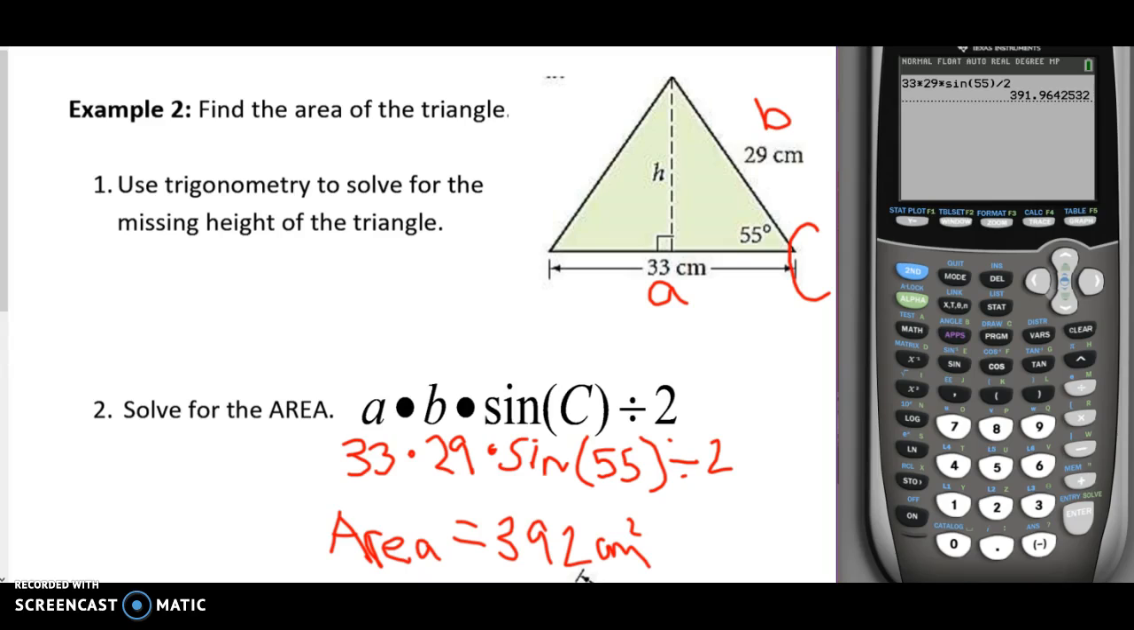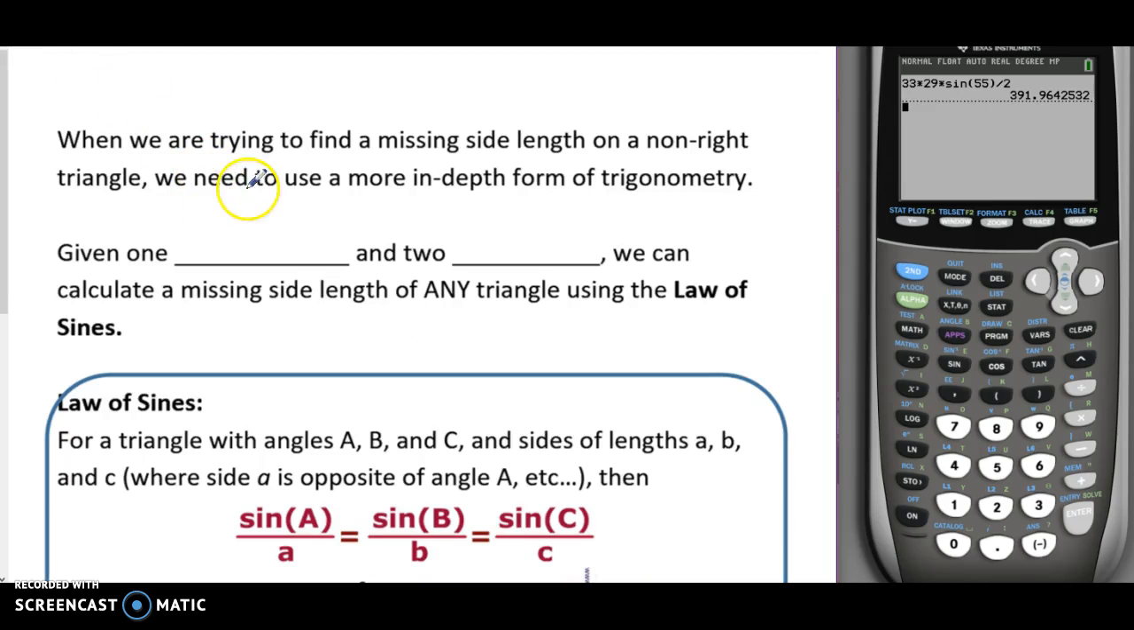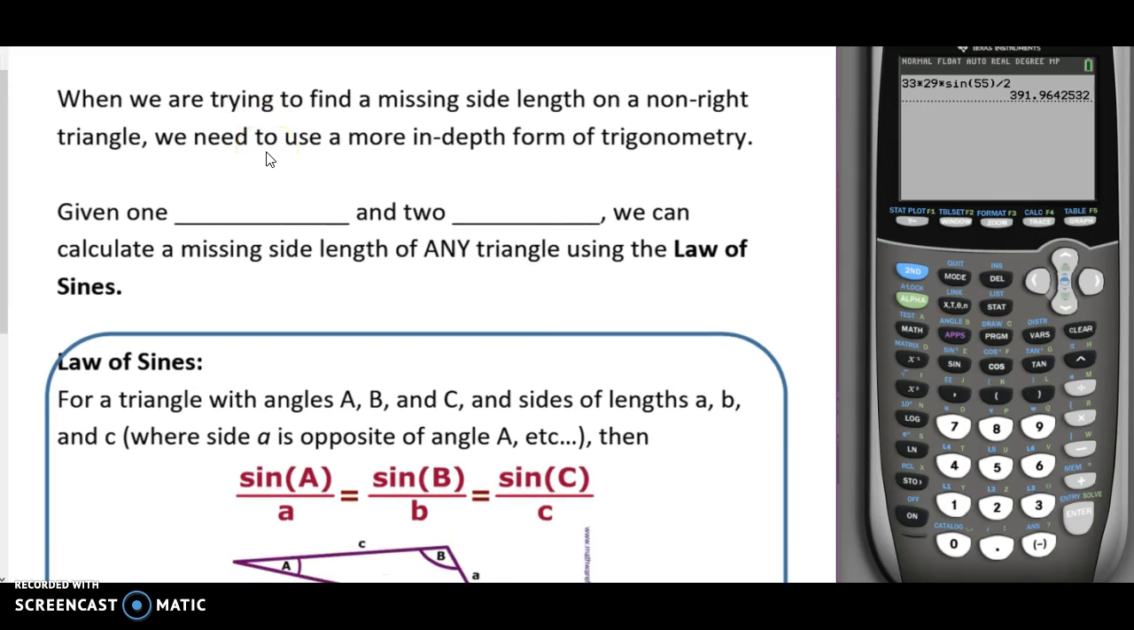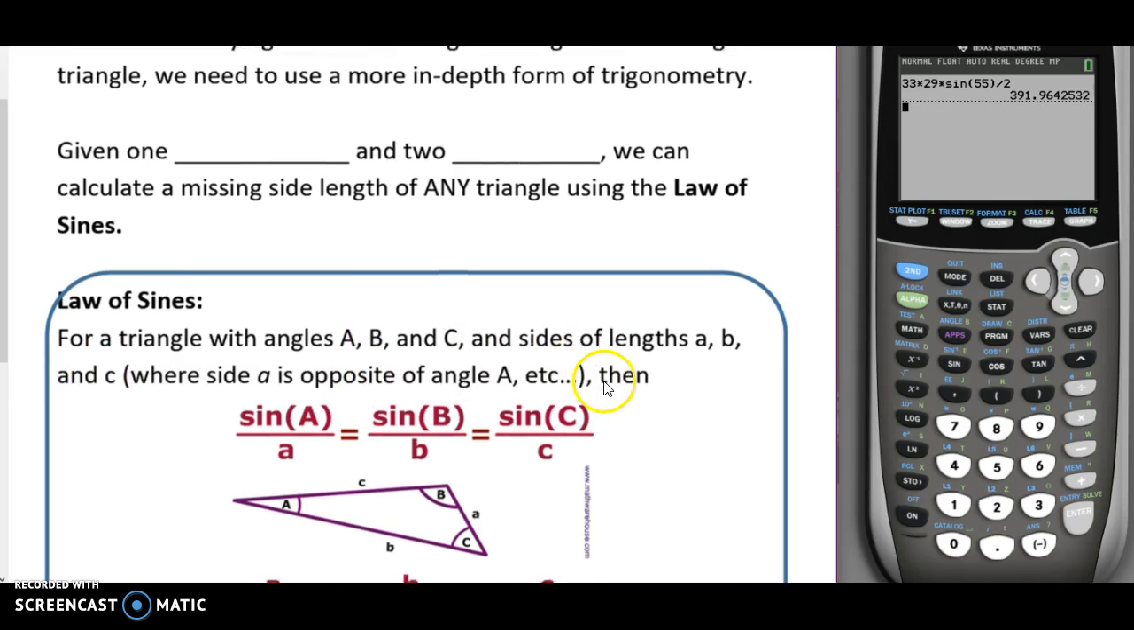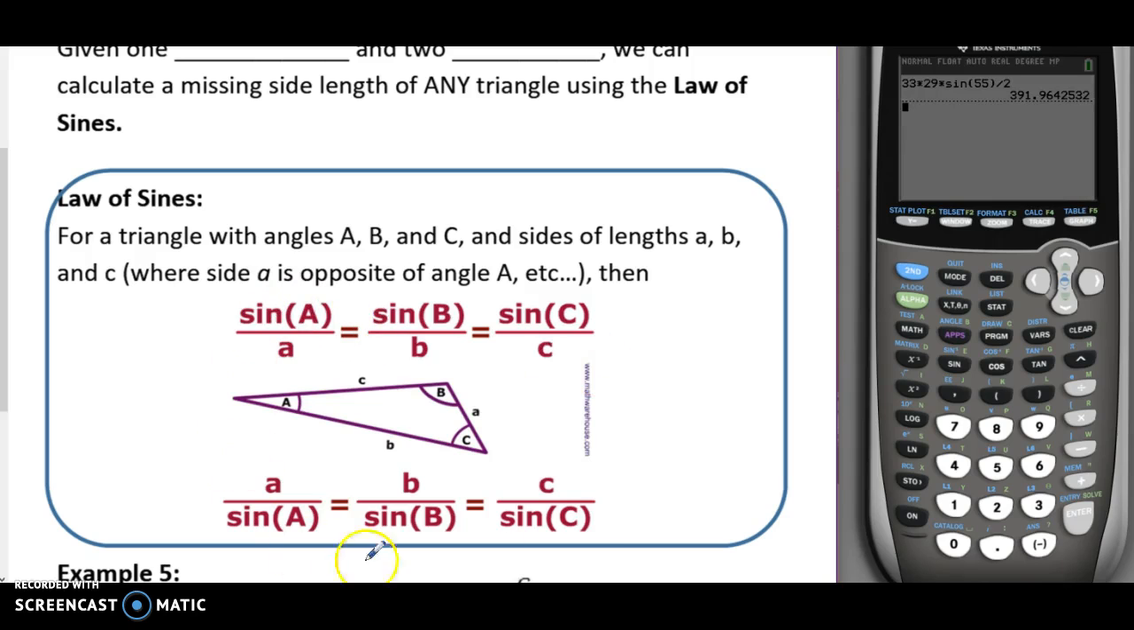So next we're going to skip ahead to another formula called law of sines. Alright, so on this page we've got the formula down in the box here, and it says for a triangle with angles A, B, and C and sides of lengths little a, little b, and little c, where they are opposite of each other's corresponding letter, then we can use this formula.